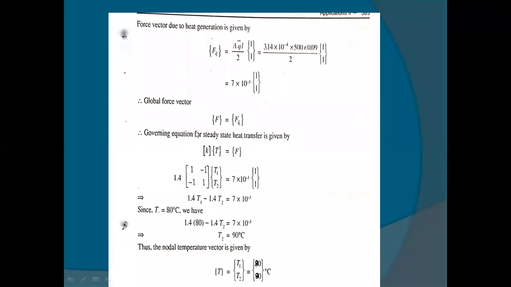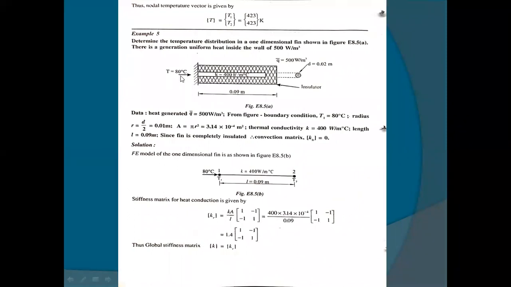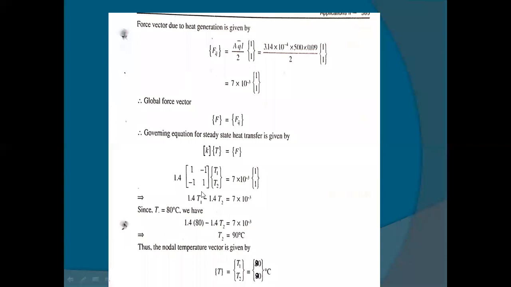Then we take the equilibrium equation, K into T is equal to F. Substitute the K matrix, the T matrix and the F matrix. Now in this problem also, in the question we know the value of T1. T1 is equal to 80 degrees Celsius. So therefore eliminate T1, that is the first row and first column. Calculate the remaining, and we will get T2. So we get T2 is equal to 90 degrees Celsius.